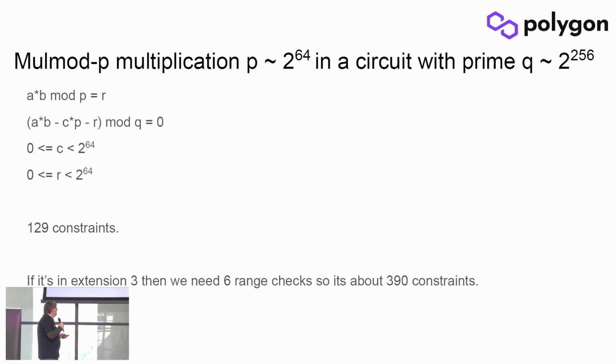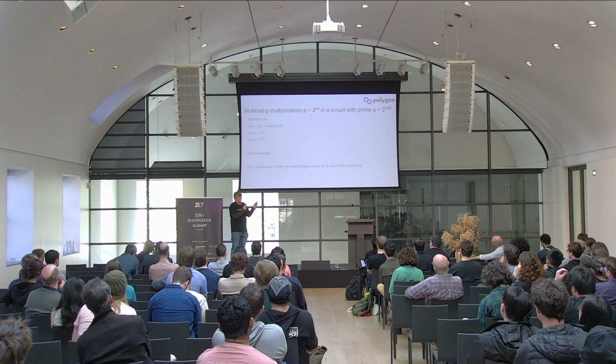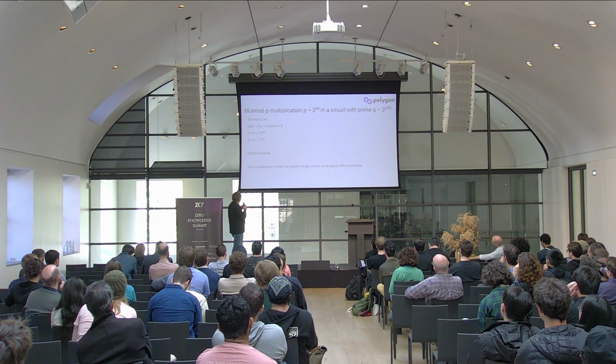Well, actually, imagine that we want to do a multiplication. A times B mod P, where P is a 64-bit number, must be equal to R. Okay, we can put exactly the same equation, but mod Q. So A times B minus some multiple of the prime number minus C must be equal to 0. This equation is okay, but it might overflow because we are in a prime field. So what we add is two range checks.